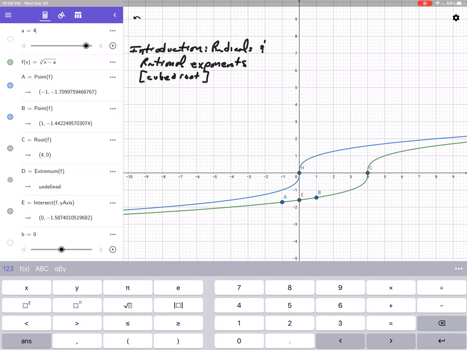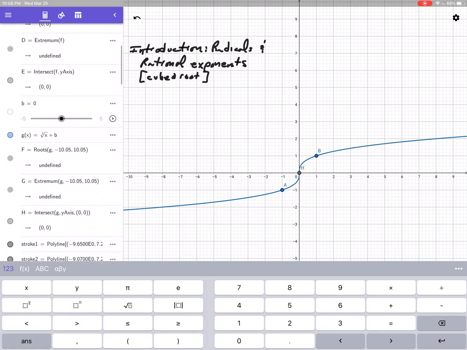So notice the horizontal shifts. I'm going to put this all back to 0 so you can see the original, back to the parent function at hand. Now, let's take a look at how a vertical shift works. What I have down here is g. g is the one in blue, and you'll notice that g is the cubed root of x, and then you add b, or subtract b.